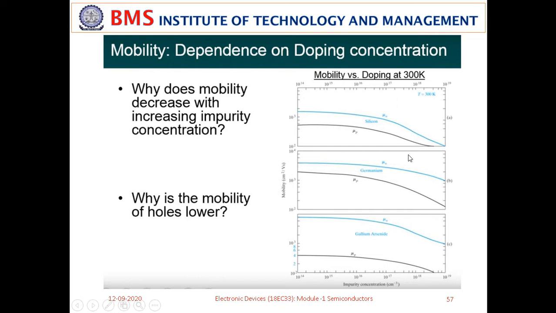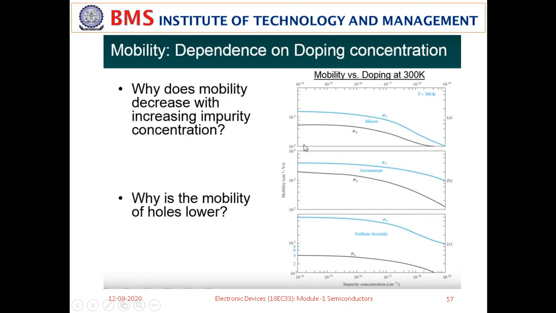Similarly, we have a plot for germanium. Okay. So, here we have shown both electron mobility mu n and hole mobility. Lastly, the upper one is for silicon, again mobility versus impurity concentration.